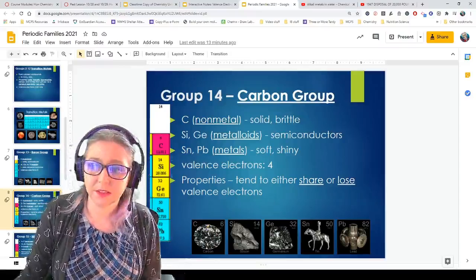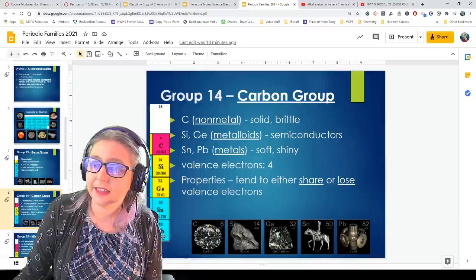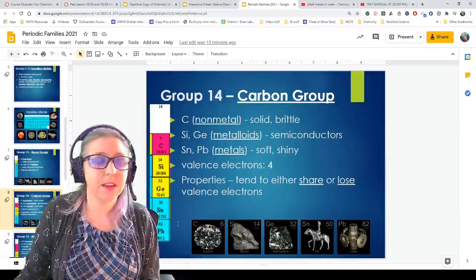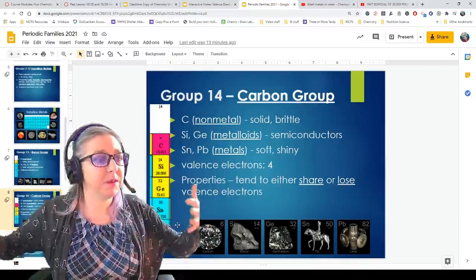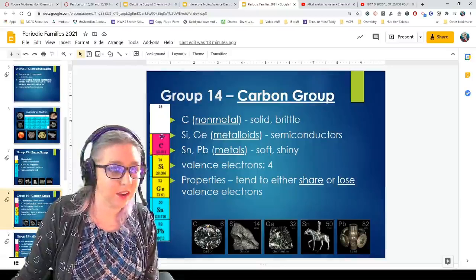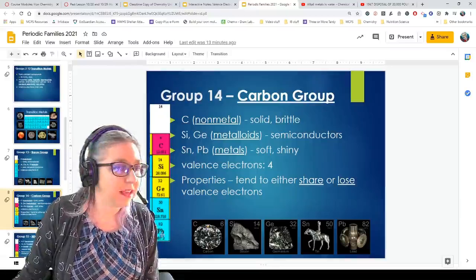So they're metalloids. And then tin and lead, it's actually easier for them to lose their 4 than to gain 4 because they're so big. They're metals. And that's kind of why we categorize these the way that they are. Because they're so big, they're not going to want to gain any.